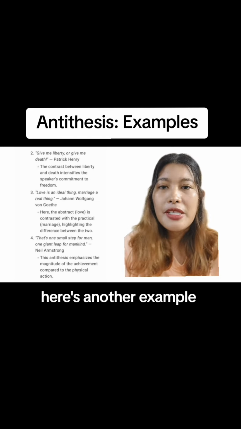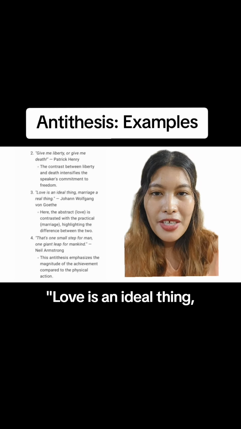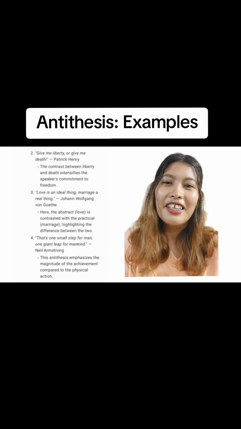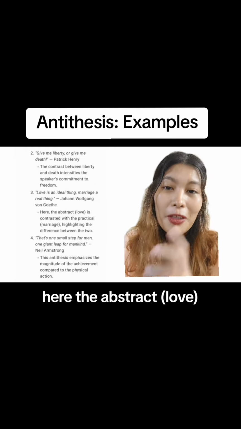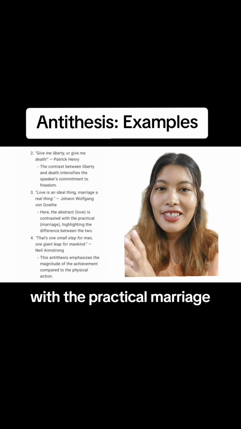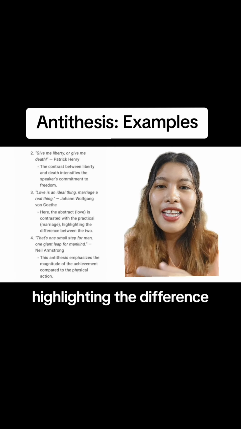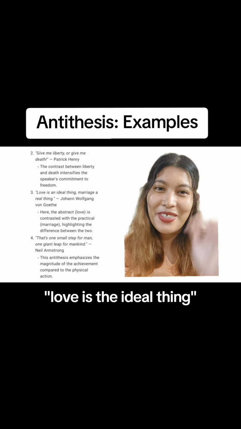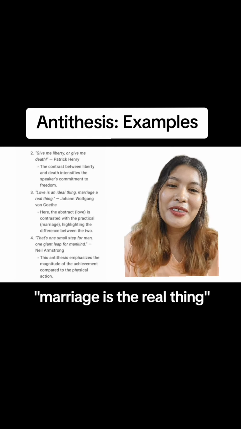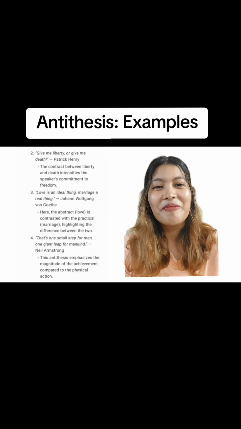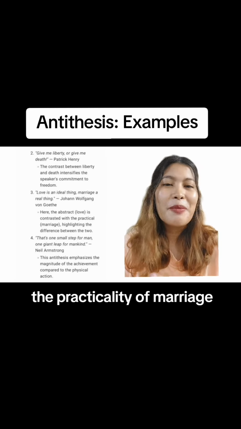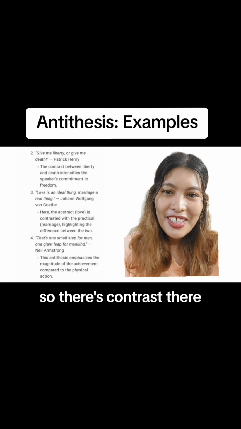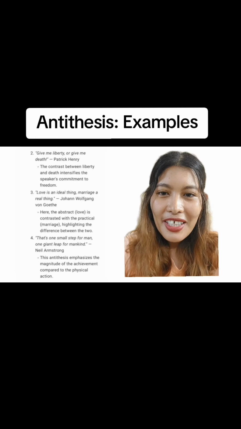Here's another example. "Love is an ideal thing. Marriage, a real thing." Here, the abstract love is contrasted with the practical marriage, highlighting the difference between the two. Love is the ideal thing. Marriage is the real thing. Sometimes the practicality of marriage breaks down love. So there's contrast there.